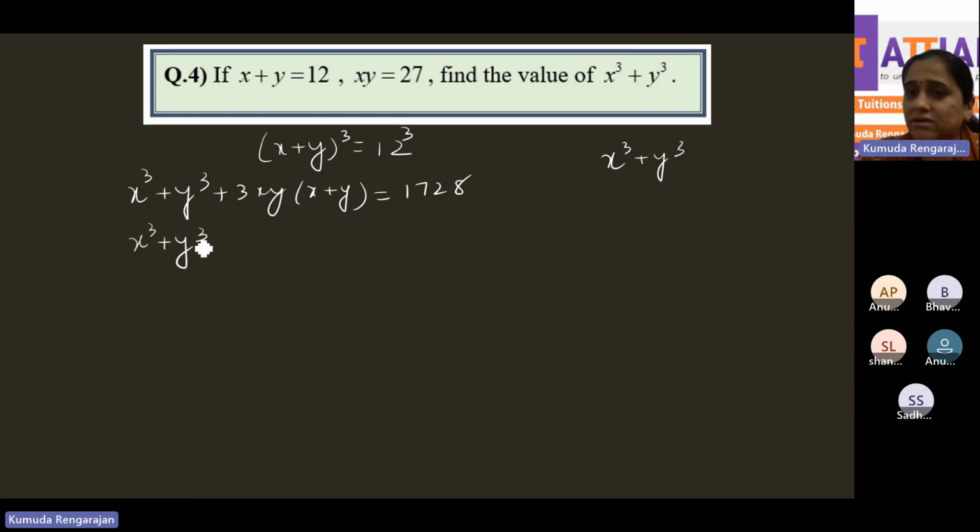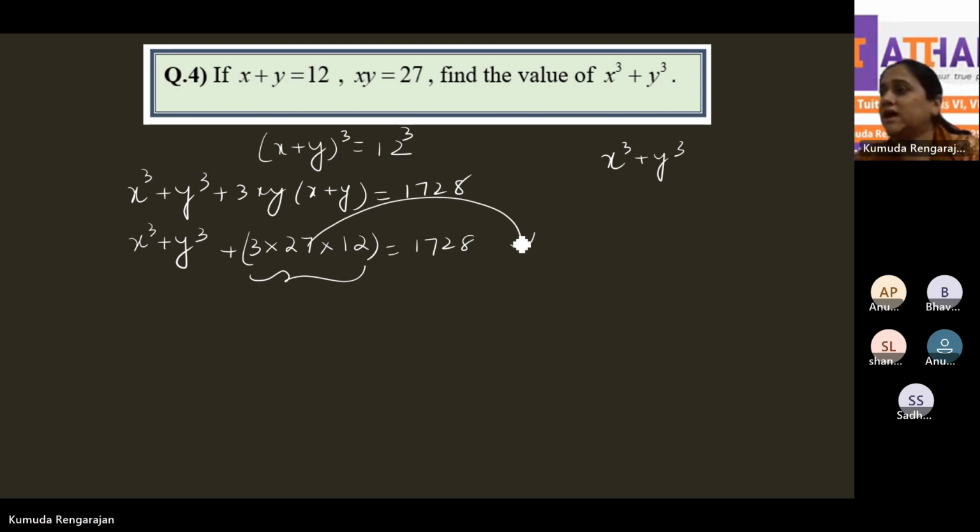This is what we have to find. Plus 3 into what's the value of xy? 27. So 3 into 27 into what's the value of x plus y? 12. Is equal to 1728. Now multiply these numbers and bring it to the side and find the value of x cubed plus y cubed.